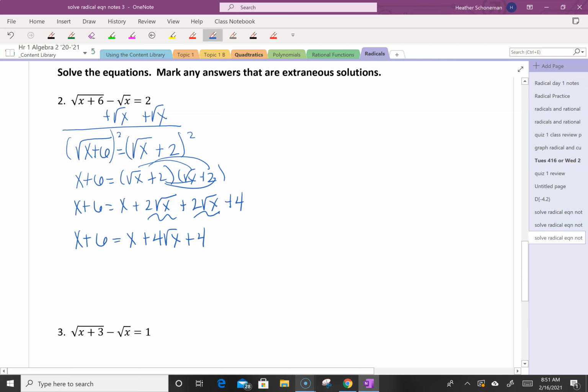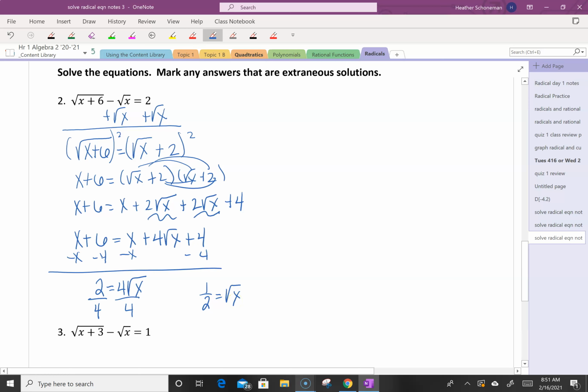All right, now from here, to be able to solve this equation, I want to get that radical by itself. So the first thing I'm going to do is the adding and subtracting. So I'm going to subtract the x and subtract the 4. You could do this in 2 steps, but I'm going to save a little space and time. So this gives me 2 equals, and this is going to be 4 square root x. So now to solve, I'm going to divide both sides by 4. So I get 1/2 equals the square root of x.